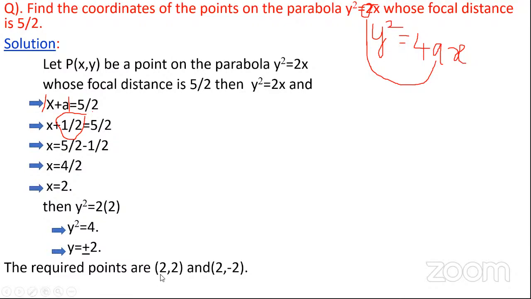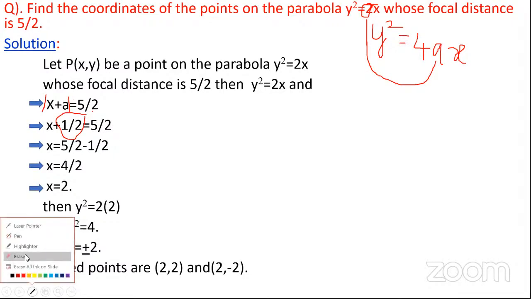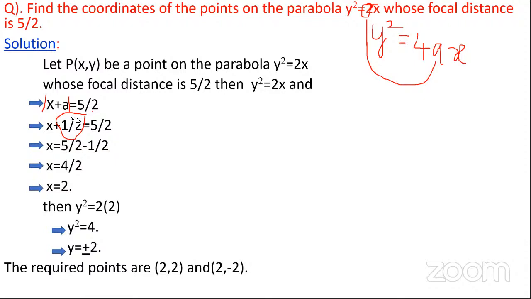So the required points are, when x equal to 2, case 1, y equal to 2, so 2 comma 2. When x equal to 2 and y equal to minus 2, it is 2 comma minus 2. Is this clear, children? I repeat the concept here. x plus a is equal to 5 by 2. You need not keep mod also, because we take positive values. It doesn't require mod. Okay.